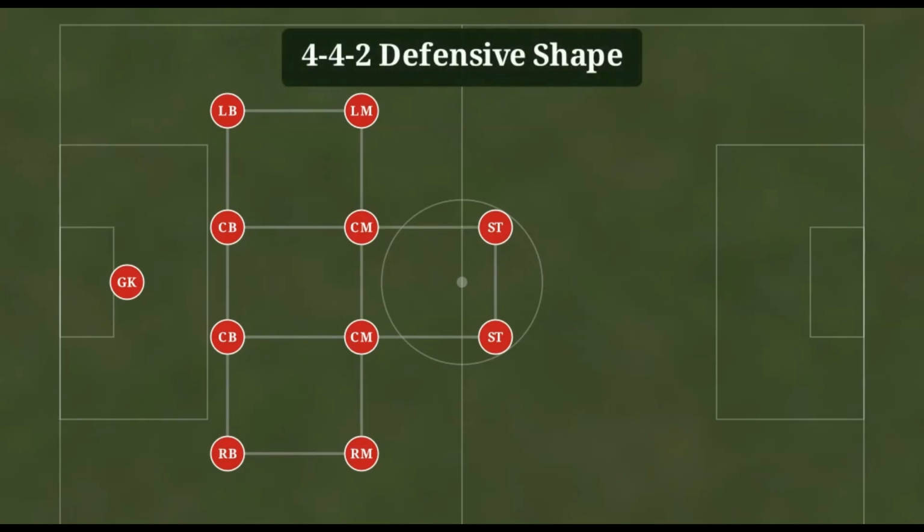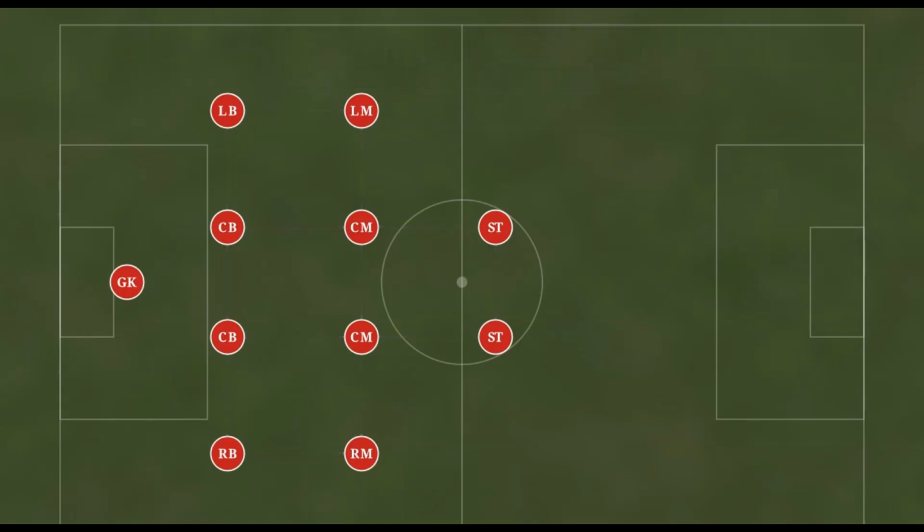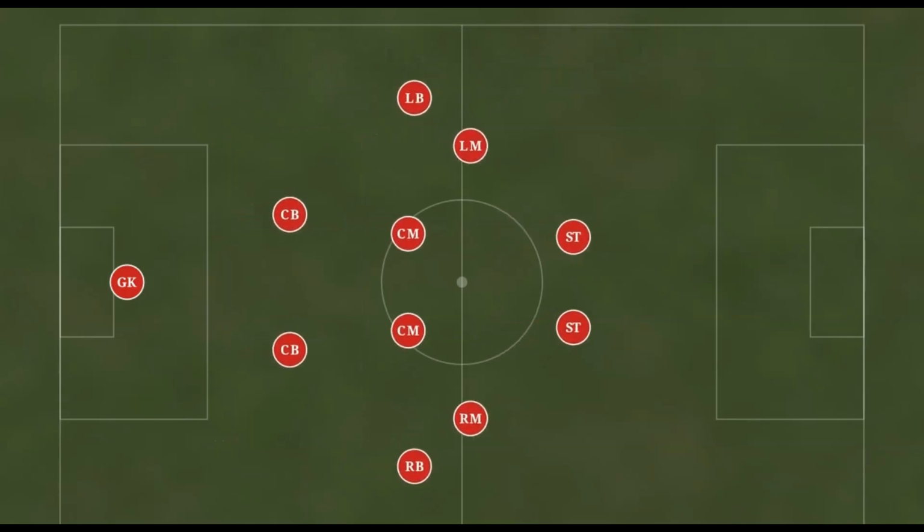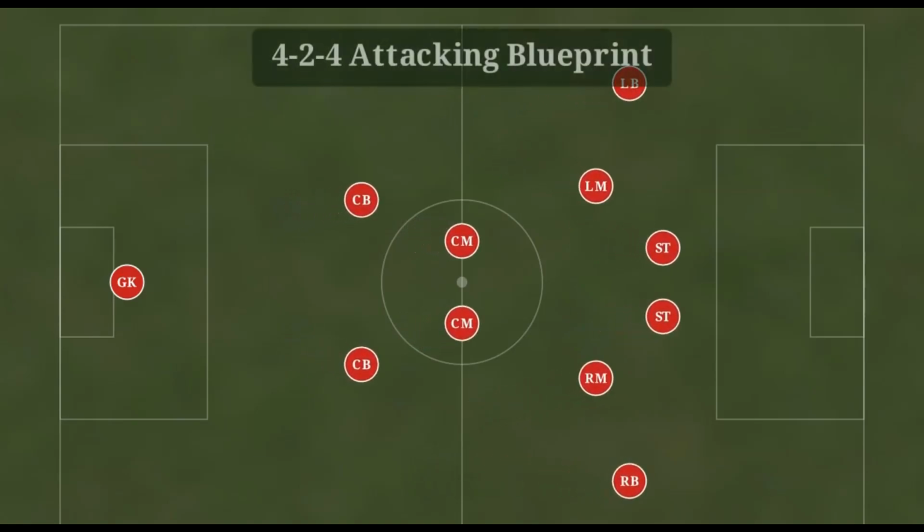On paper, Canada lined up in a standard 4-4-2 formation, but watch how the shape shifts here. The moment Canada takes the ball, the formation morphs into a 4-2-4. The wide players tuck inside to operate in the half spaces, while Steven Eustáquio and Ismaël Koné anchor the center as a double pivot, allowing the fullbacks to provide overlapping width.